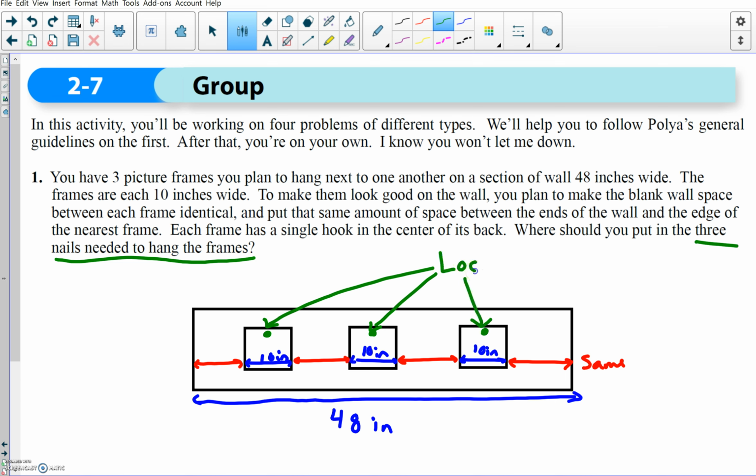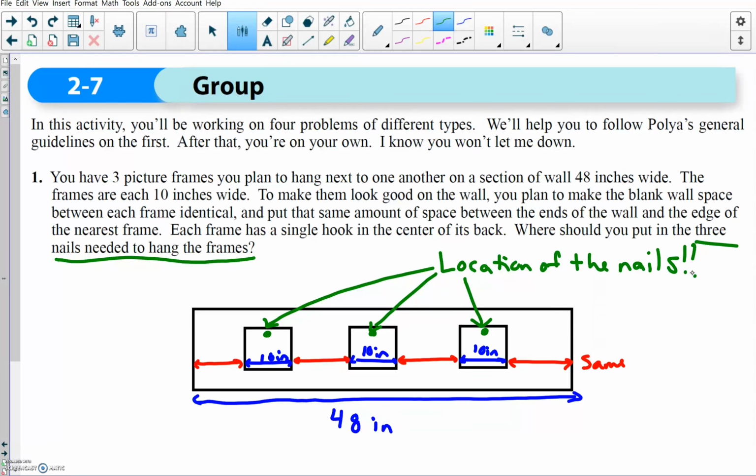I need to know the location of the nails, right? That's super important. That's what we're asked to solve. So now that I've drawn myself a picture, I've completely gone through step 1 of understanding the problem. And by drawing this picture, I probably have already figured out some ideas about how to go into step 2, which is to devise a plan.